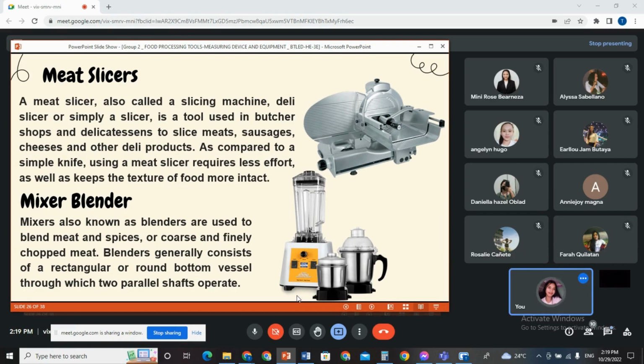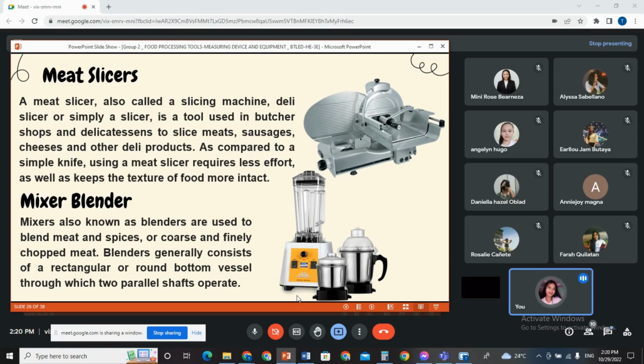Next, we have meat slicers. A meat slicer, also called a slicing machine, deli slicer, or simply a slicer, is a tool used in butcher shops and delicatessens to slice meats, sausages, cheeses, and other deli products. Now, deli is a short term for delicatessen. It is a store where people can buy ready-to-eat items such as cold cut meats, sliced cheeses, sandwiches, bread, salads, and so much more. As compared to a simple knife, using a meat slicer requires less effort as well as keeps the texture of food more intact.